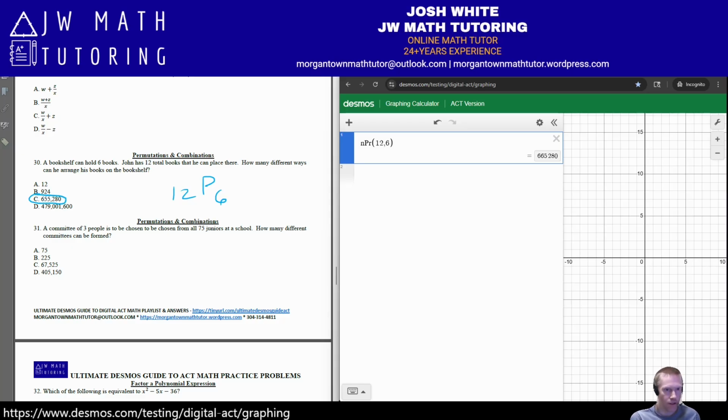And that's it. Now, if we look at the next one, number 31, here you have 75 people and you're making a committee with 3 people. This is going to be a combination because the order that you choose the people in does not matter. It only matters what 3 people are on the committee. There aren't specific positions that are being filled. It's just 3 total people on a committee.